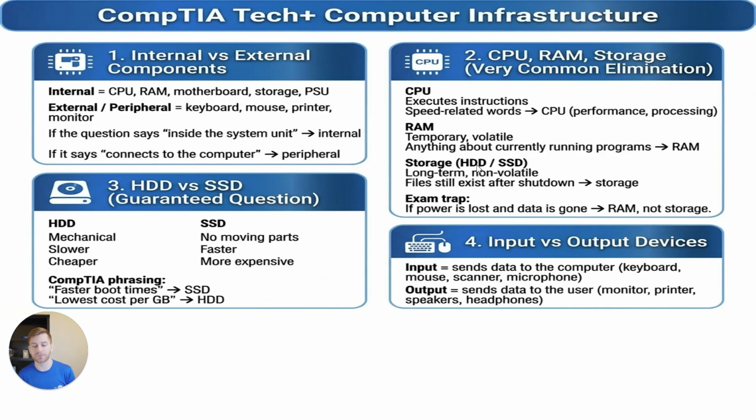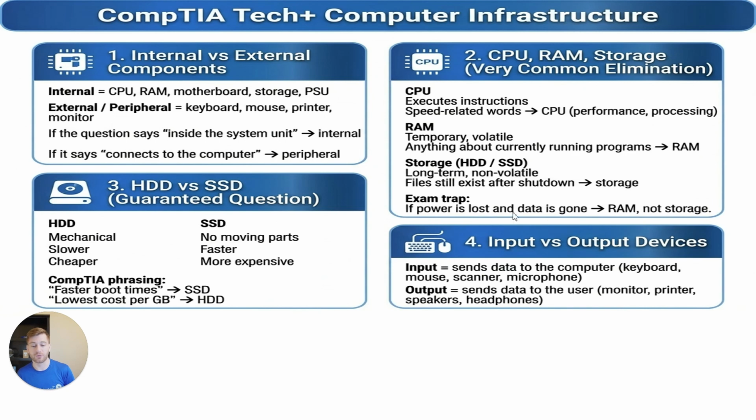Next up is storage, hard drives and solid state drives. These are our long-term storage, and these are non-volatile. So remember, long-term storage: hard drives, solid state drives, flash drives, SD cards, things like that. And those are non-volatile, meaning that files and information using this storage last even after shutdown or even after loss of power.